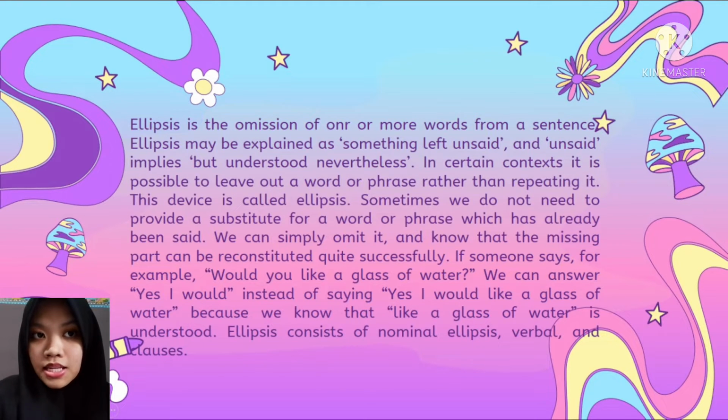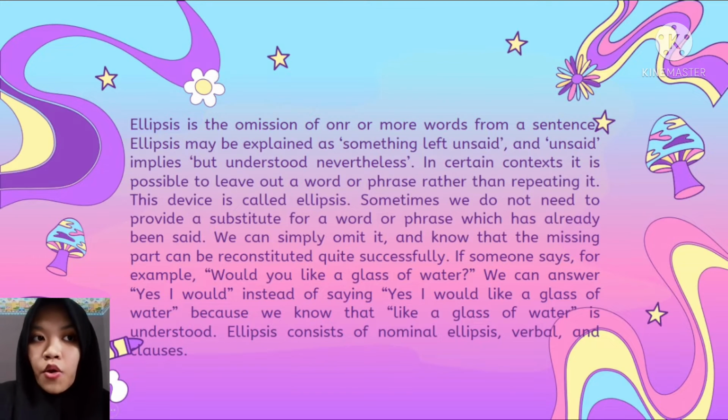Ellipsis may be explained as something left unsaid, and unsaid implies but understood nevertheless. In certain contexts, it is possible to leave out a word or phrase rather than repeating it. This device is called ellipsis. Sometimes we don't need to provide a substitute for a word or phrase which has already been said. We can simply omit it and know that the missing part can be reconstituted quite successfully.